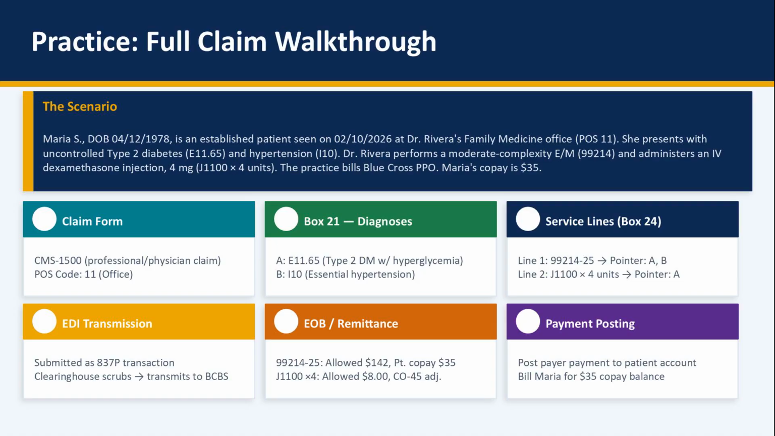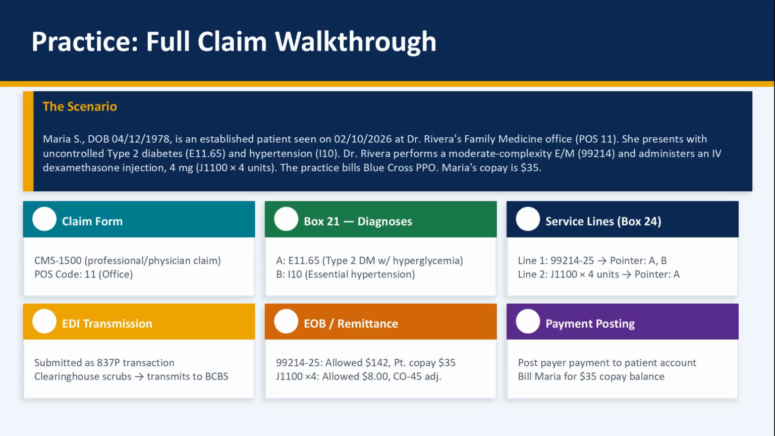Step 3. Service lines in box 24. Line 1 is the EM 99214 with modifier 25, because we're billing a separately identifiable EM on the same day as the injection. The diagnosis pointer links to both A and B. Both conditions were addressed. Line 2 is the injection J1100, 4 units, pointer A only. The injection was specifically for the diabetes management.